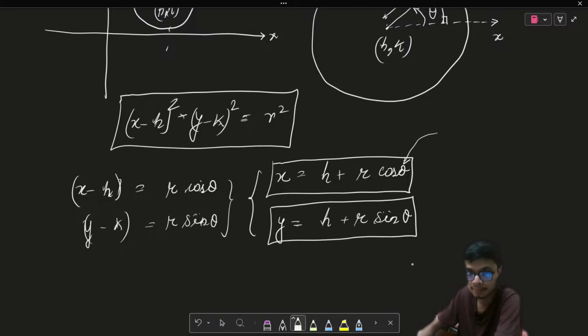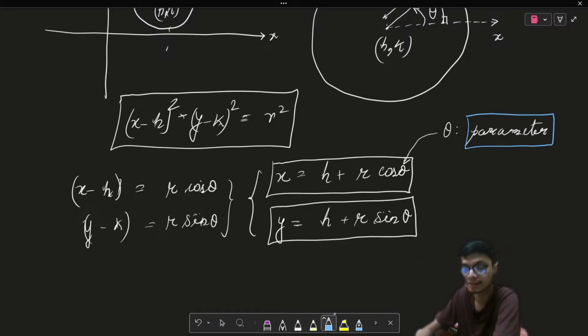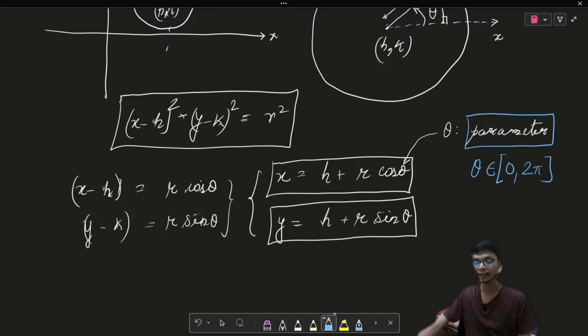So here my theta is the parameter, right? By varying this theta parameter, which can lie between 0 to 2 pi, I'm going to obtain all the points on the circle. I hope this discussion is clear. So this is also called the parametric form of the required circle. I hope this is clear to all of you.